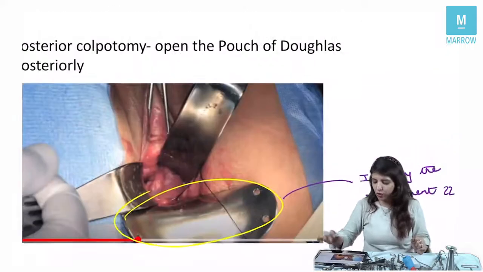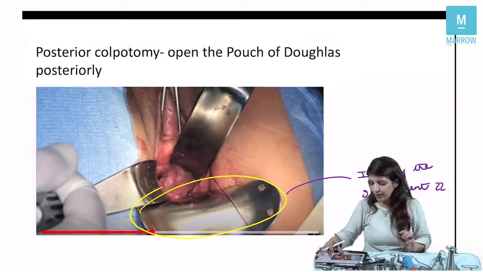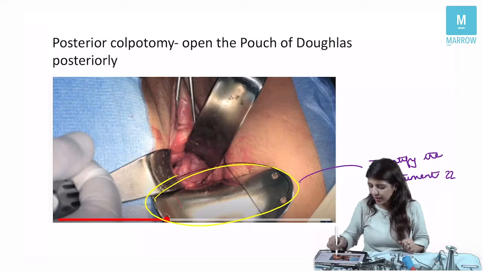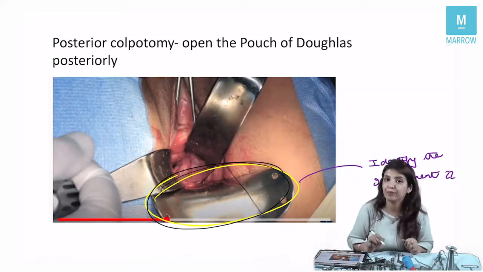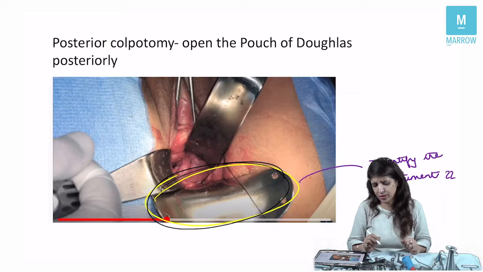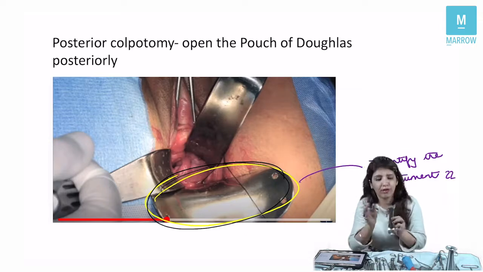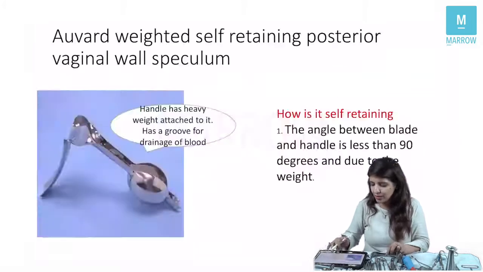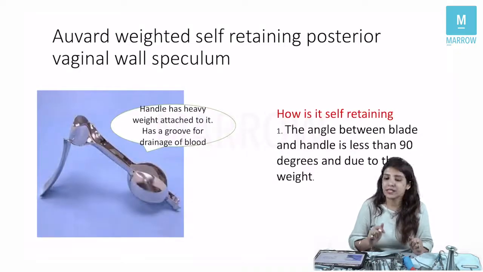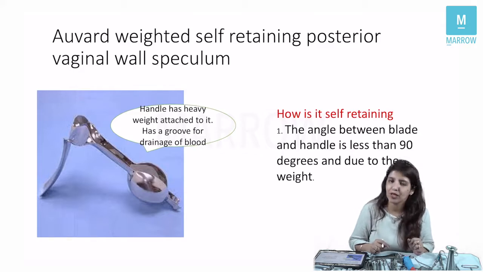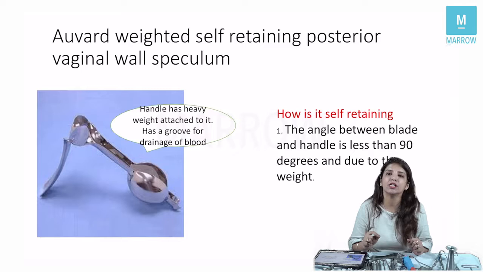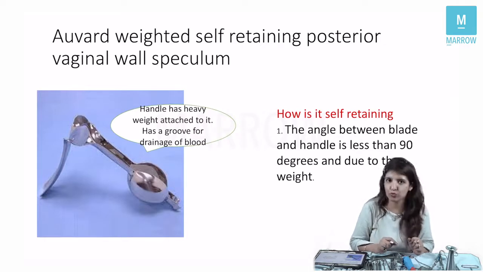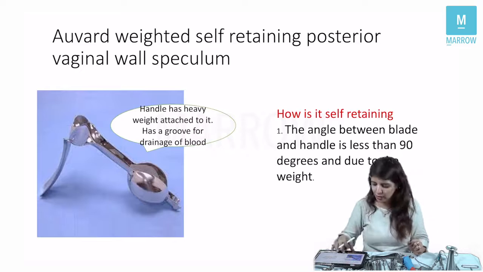Now, I want all of you to look at this image over here and try to identify the instrument which is shown here. This instrument is definitely broader than a Sims speculum. This instrument is Auvard's weighted self-retaining posterior vaginal wall speculum. So it's Auvard weighted self-retaining posterior vaginal wall retractor. I don't have this instrument here. We will see this instrument on the image.